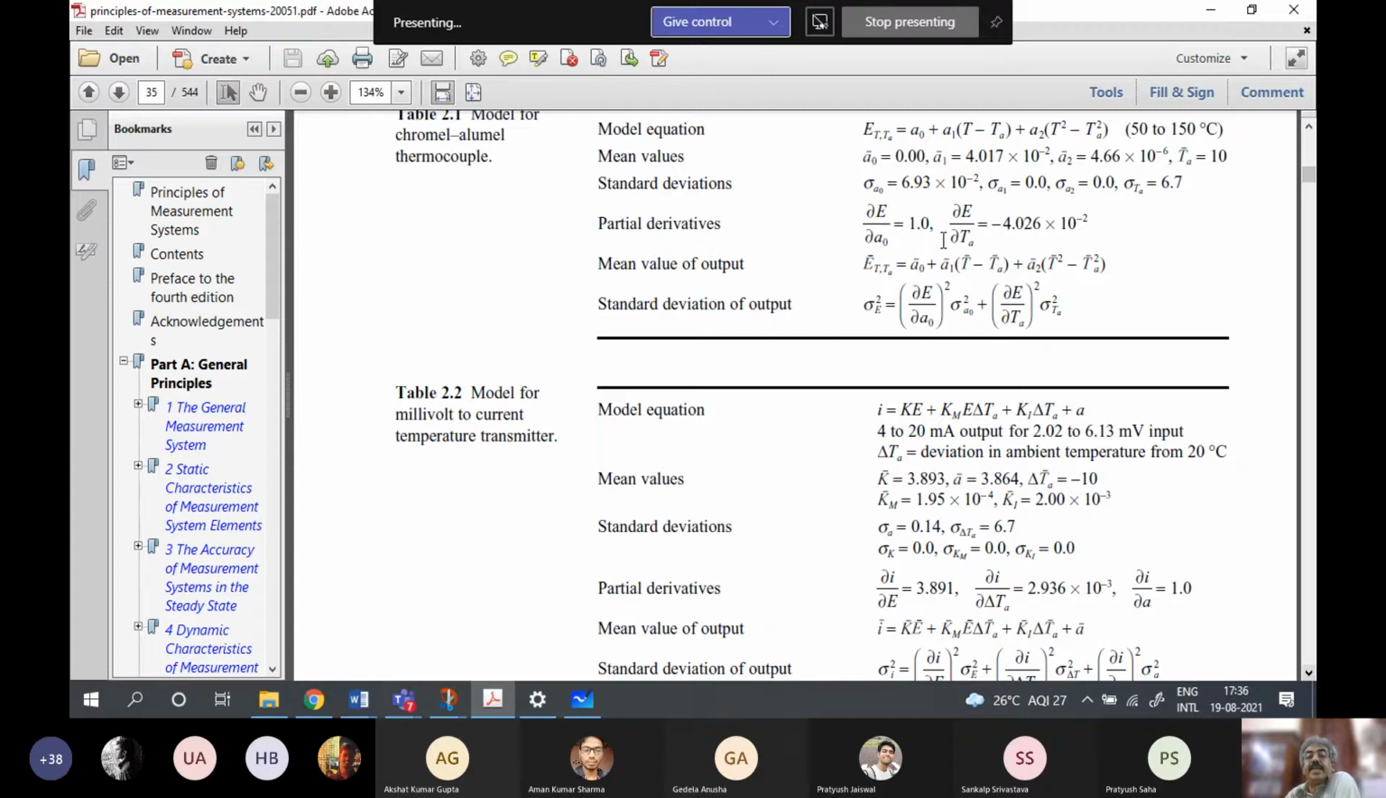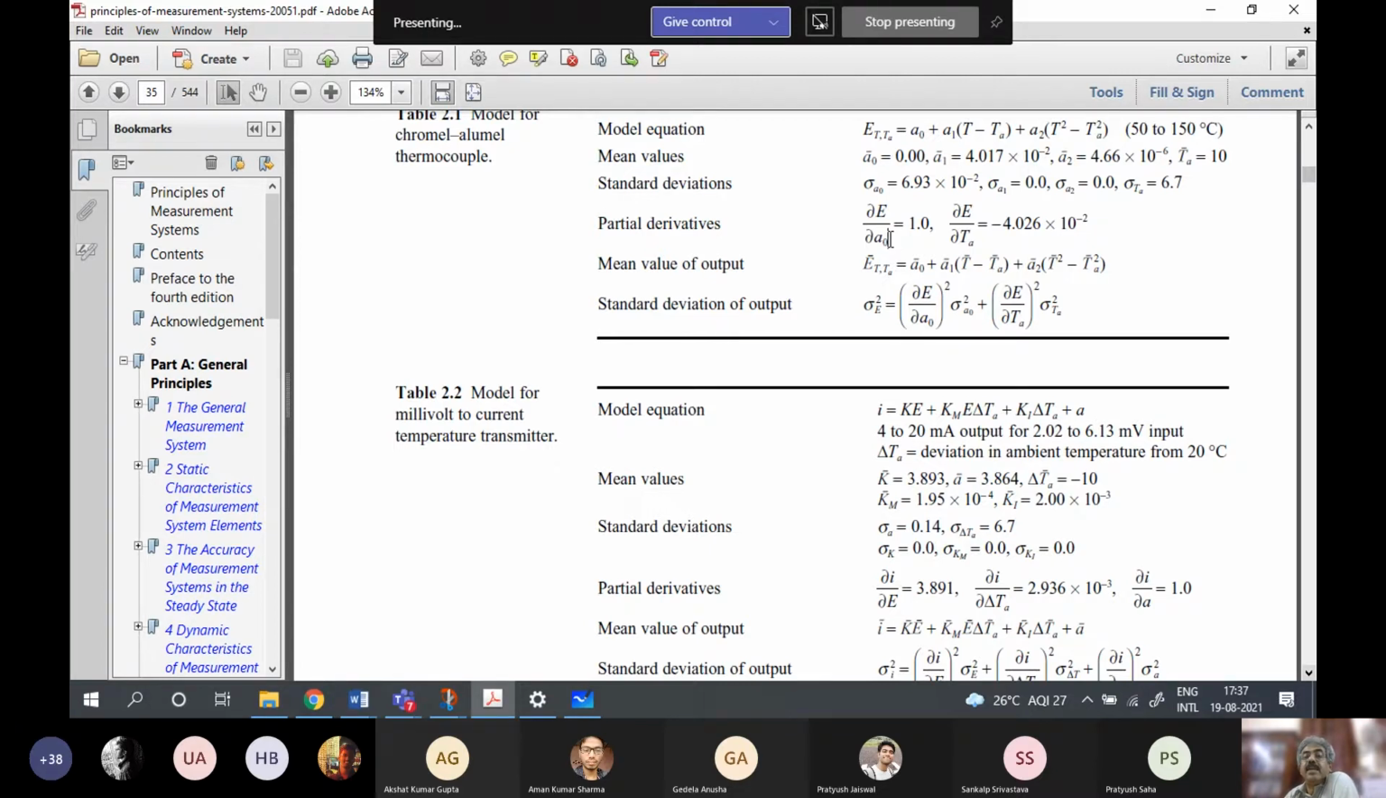Now using this, you can calculate delta E by delta A naught, and there are only two things varying here. What is varying here? Delta E by delta A. This is wrong. This should have been A1, right? So delta E by delta A naught. Oh yeah, delta E by delta A naught. Correct. So delta E by delta A naught is of course 1.